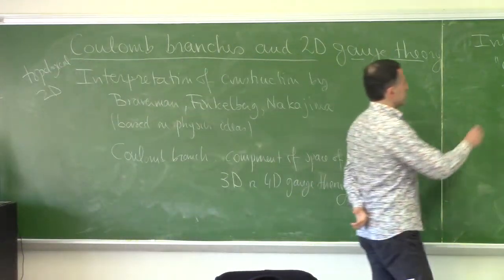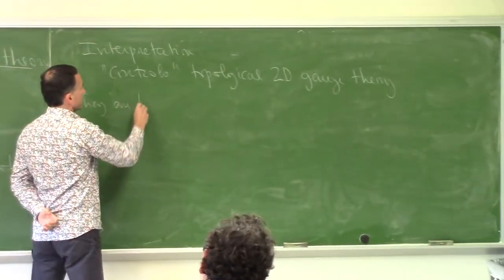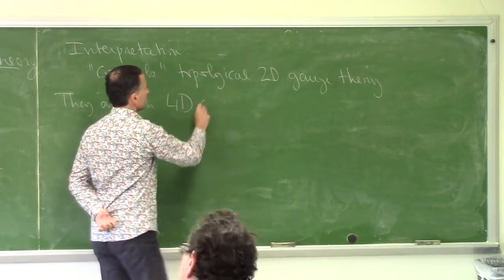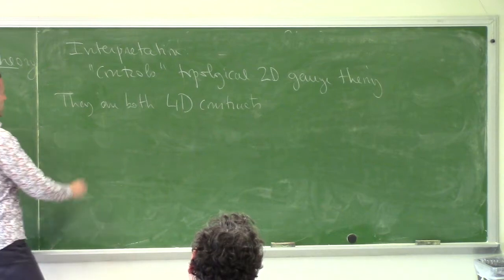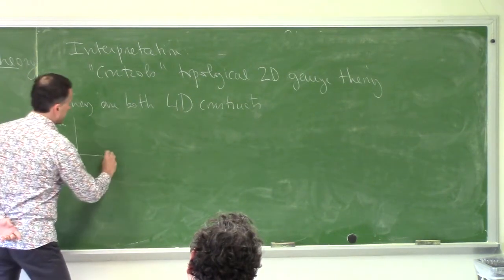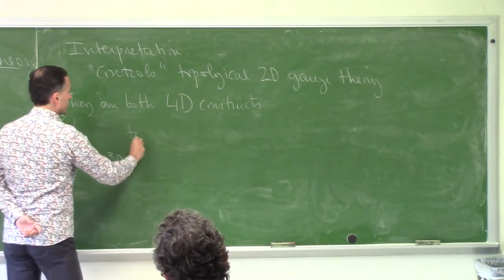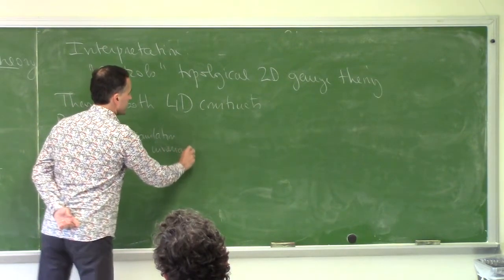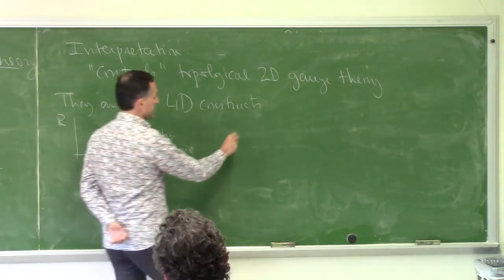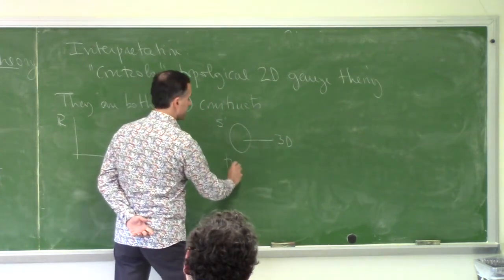But the real story, and this is going to be the last vague physics thing that I tell you, is that they are both 4D constructs, but they become 3-dimensional in 2 different ways. In one case, you just cross with R, and here you have something 3D, and look at translation invariant theories, so you're not seeing the 4th dimension. In the other case, you cross with a circle, have a 3D thing here, and again look at translation invariance.